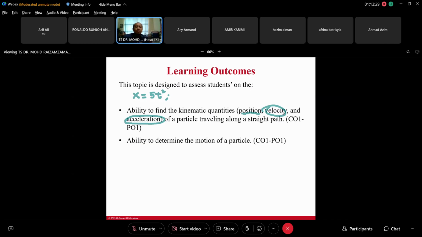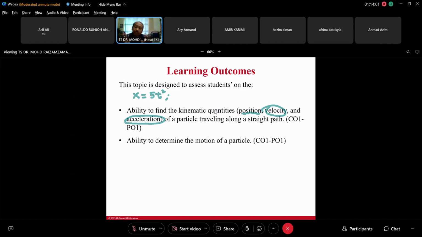So class, for you to be able to find the kinematics quantity, all of you should be able to differentiate and integrate. Okay? From position to velocity, velocity to acceleration, you have to differentiate. Or if we give you the accelerations, can you get the velocity? You have to integrate the accelerations to get the velocity, and integrate the velocity to get the positions.